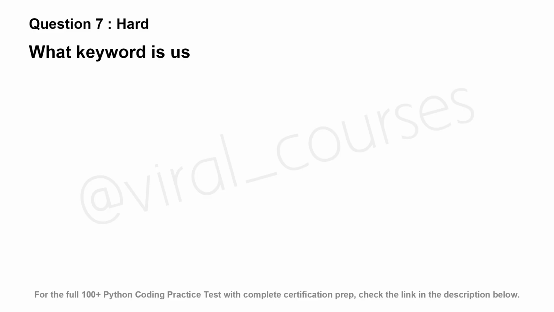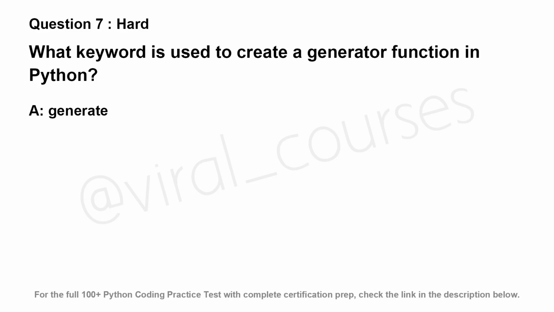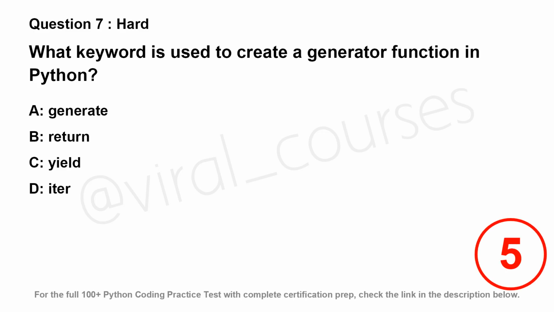What keyword is used to create a generator function in Python? Option A, generate. Option B, return. Option C, yield. Option D, iter.